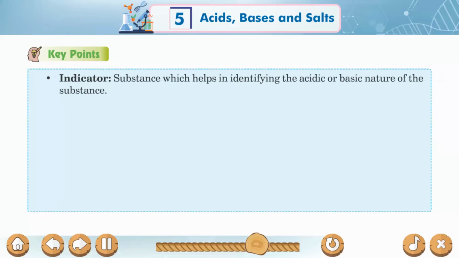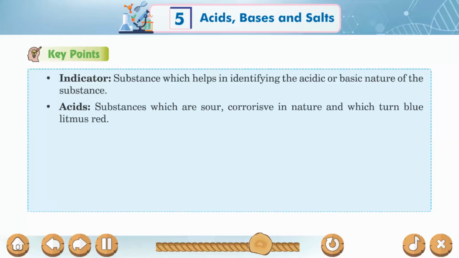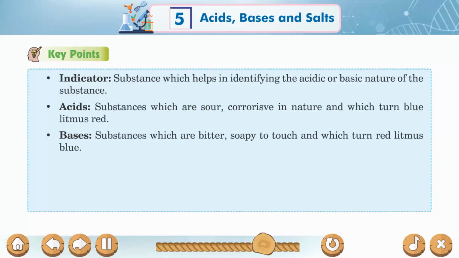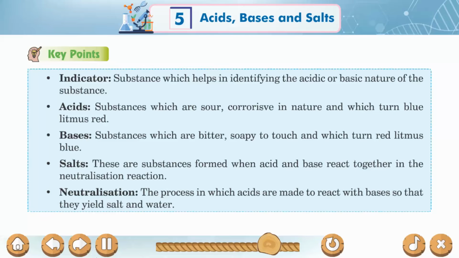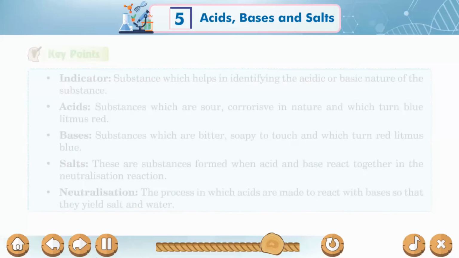Key points. Indicator, substance which helps in identifying the acidic or basic nature of the substance. Acids, substances which are sour, corrosive in nature and which turn blue litmus red. Bases, substances which are bitter, soapy to touch and which turn red litmus blue. Salts, these are substances formed when acid and base react together in the neutralization reaction. Neutralization, the process in which acids are made to react with bases so that they yield salt and water.